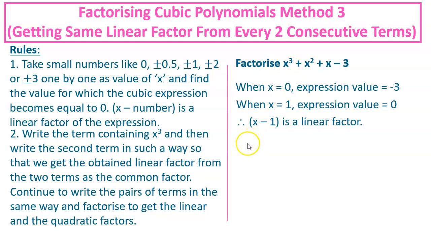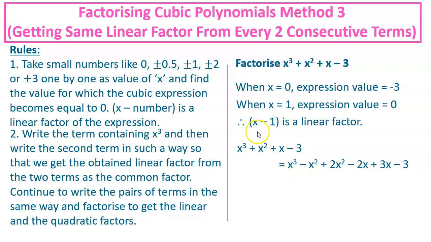First of all, let us get the expression once more. It is x cubed plus x squared plus x minus 3. Next, we write the x cubed as it is. This becomes the first term. The second term should be written in such a way that when we take the first and the second terms, we will be getting x minus 1, something taken out as the common factor, giving us x minus 1 within the parenthesis. So if x cubed is the first term, x squared will be coming within the parenthesis from the first term.